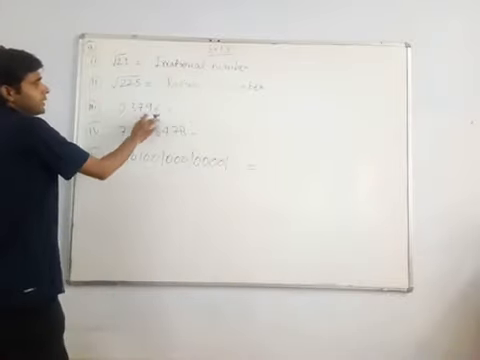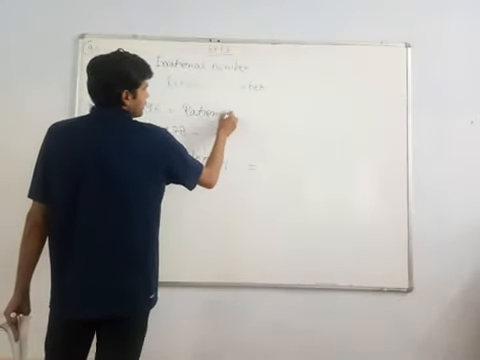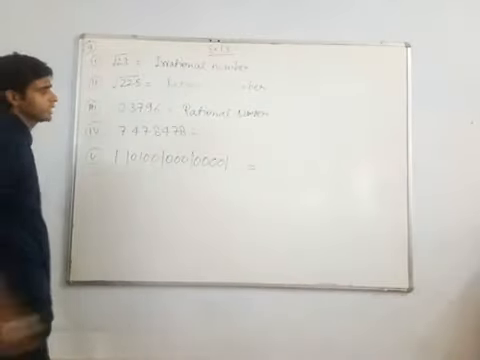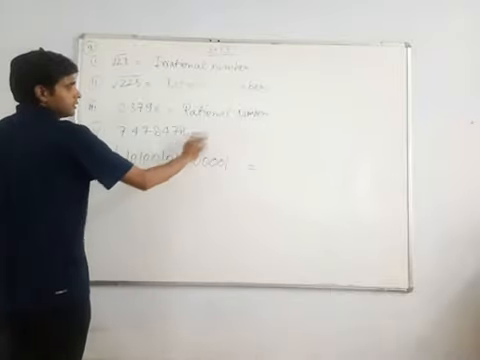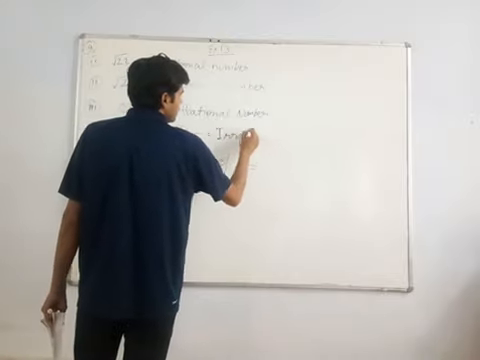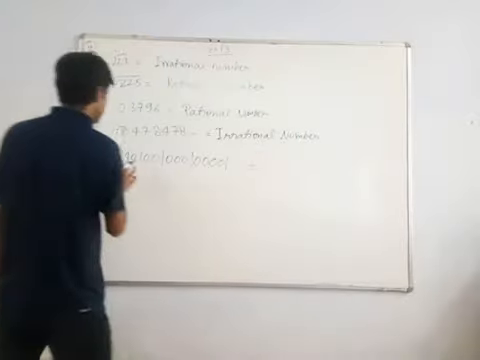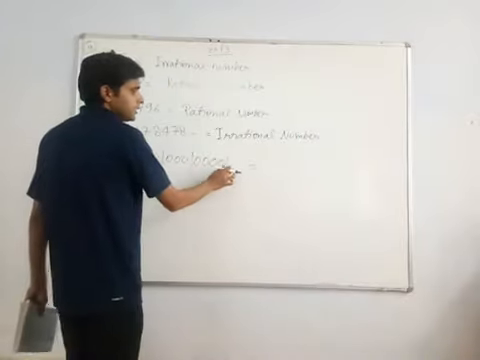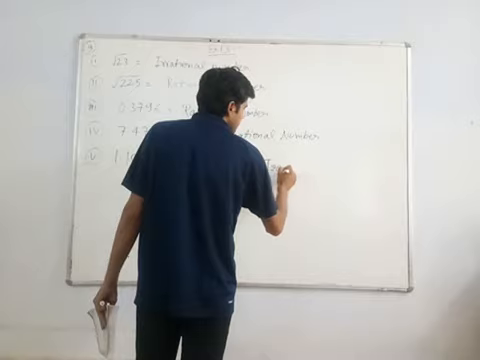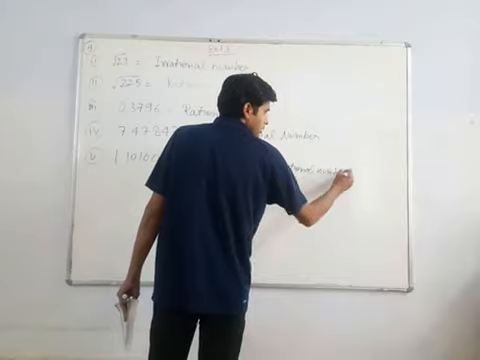Third is 0.3796. It divides completely, so it is also a rational number. Fourth, 7.478478, and the division also continues, so it is an irrational number. And last, 1.10100, and this division also continues, so it is also an irrational number. Okay.